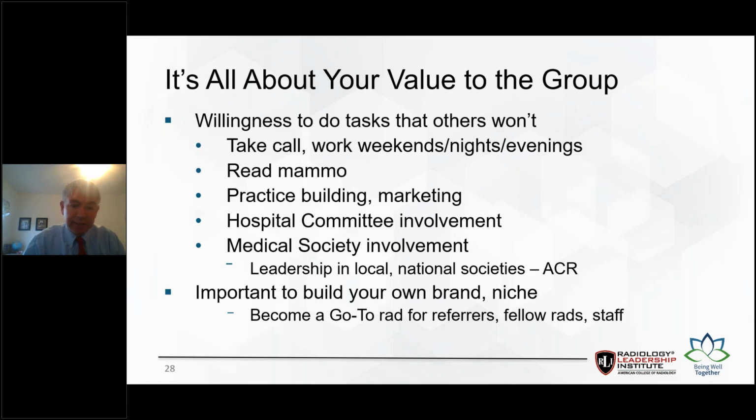Right now, I'm working on building a lumbar puncture and myelogram practice in outpatient to help build business for the group because I've been able to do that previously.